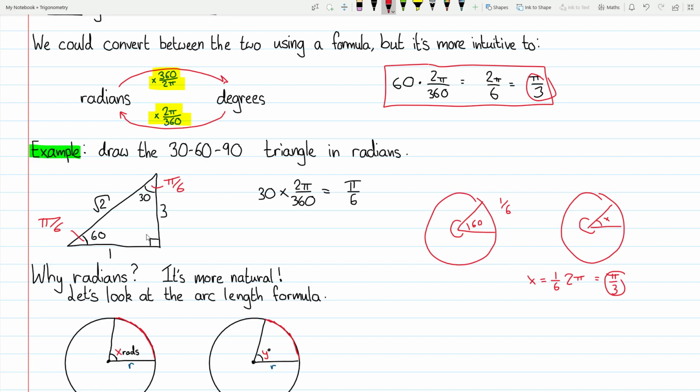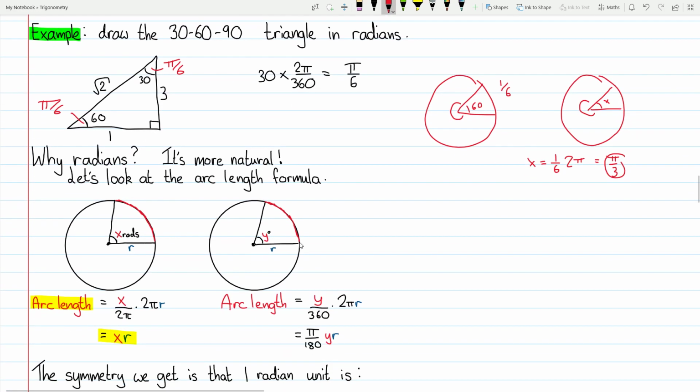Why might we be interested in radians? Like, this seems like an arbitrary measurement, right? Everything was fine with degrees. Why are we suddenly bringing in 2 pi units? Well, it's sort of more natural. The circumference of a circle is 2 pi r, right? Or, yeah, it's 2 pi r.